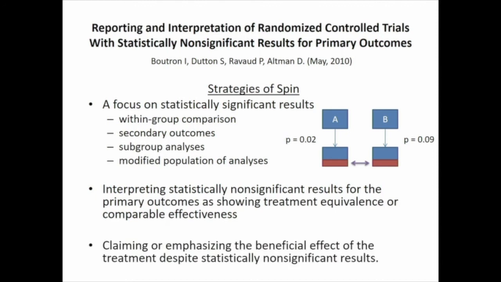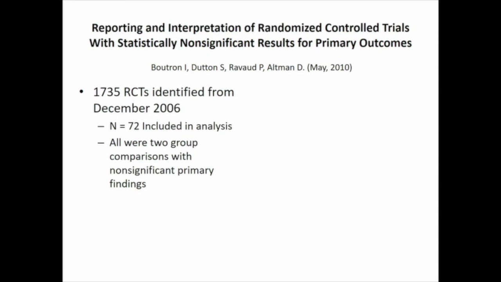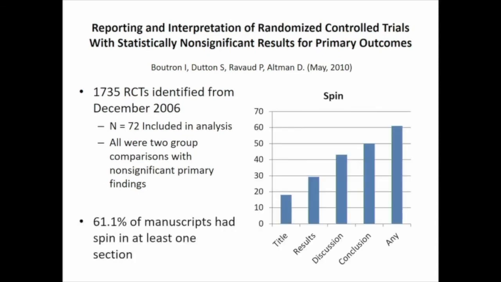The last one's for just flat out fraud. There's been a few instances of that in the literature, but we haven't seen that in our journal, luckily for us. So how prevalent is spin? 61% of the articles that they looked at had spin. Look at that, beginning in the title. So the authors are trying to spin us beginning in the title, which is really interesting.